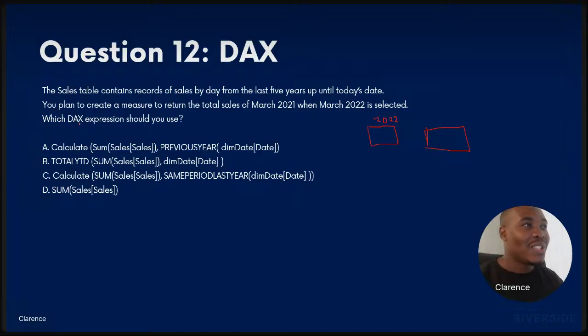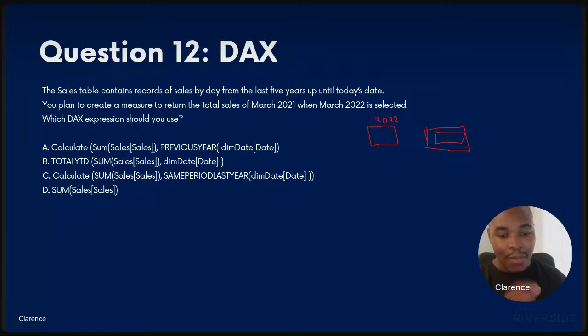Then they say, which DAX expression should you actually use, right? Because if you click here, you should be able to see the same period as last year. The answer is already there, right? So look at the first one. It says calculate, you sum the cells previous year. So someone could say this can actually work, right? Someone can say this could potentially work. Same period as last year.